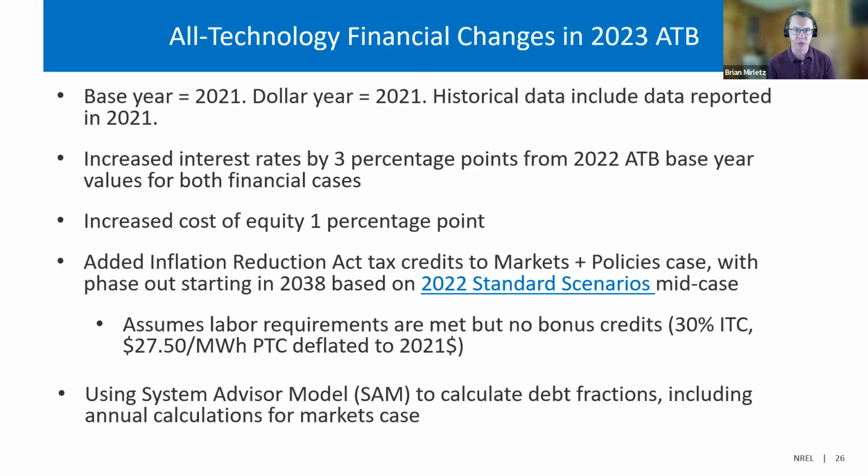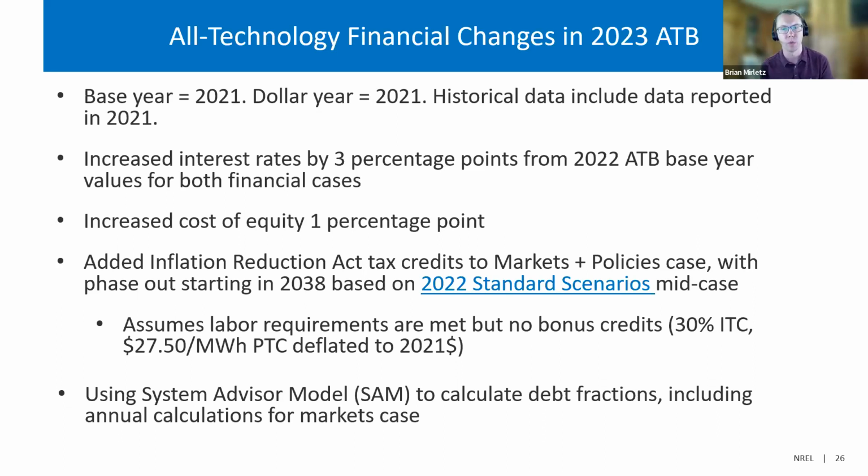We've updated the tax credits in the markets and policies case to include a simplified representation of the Inflation Reduction Act. One of the key assumptions there is when the tax credits are going to phase out. The tax credits are guaranteed at least through 2032, but the phase out can be affected by when the electric sector hits a 75% reduction in CO2 emissions relative to 2022 values. In order to determine that for our base case, we looked at the 2022 standard scenarios mid-case, and that hit that threshold in 2038.